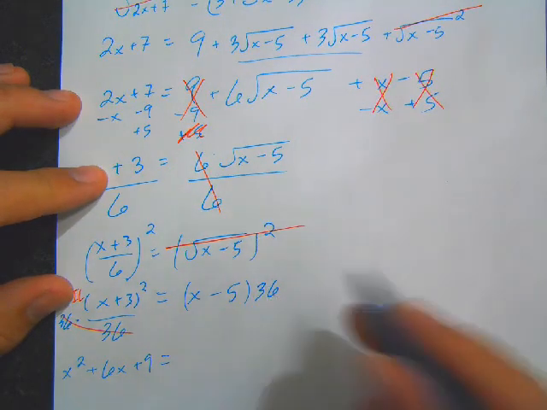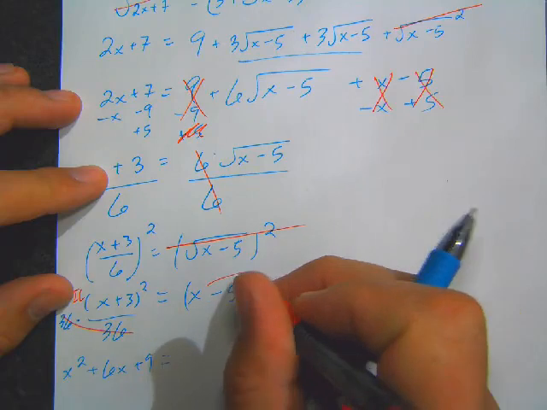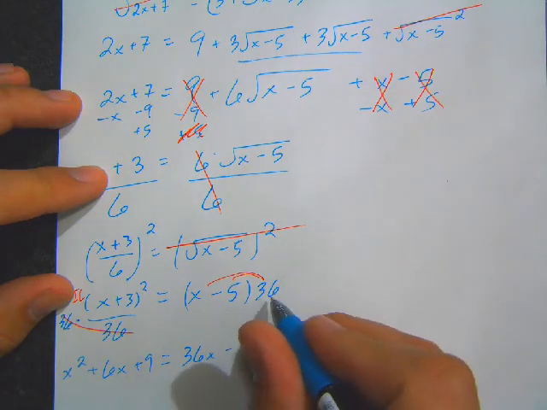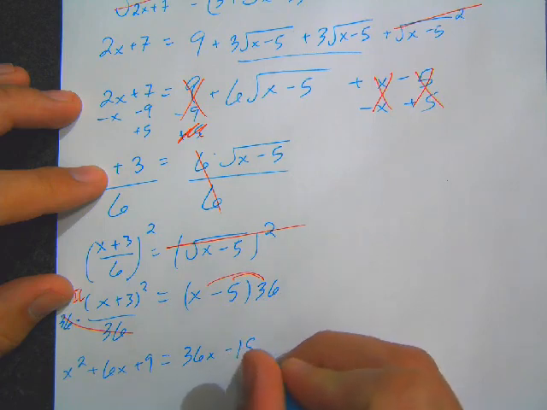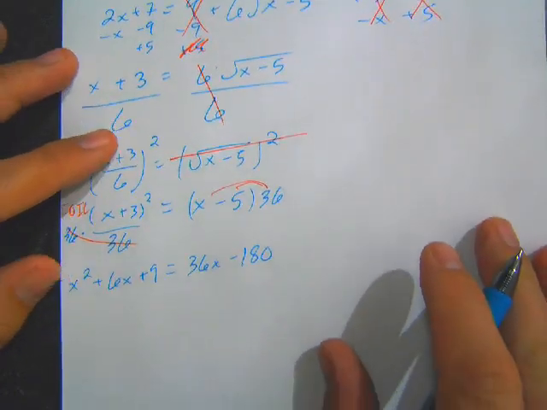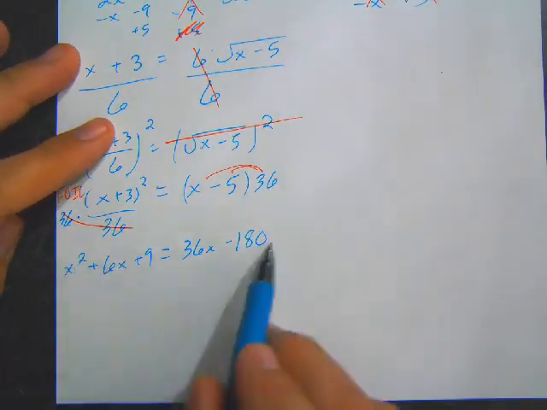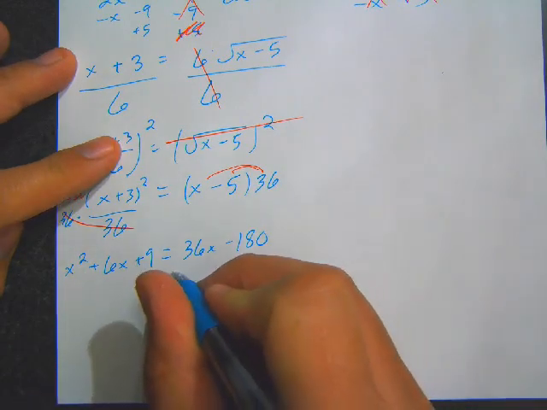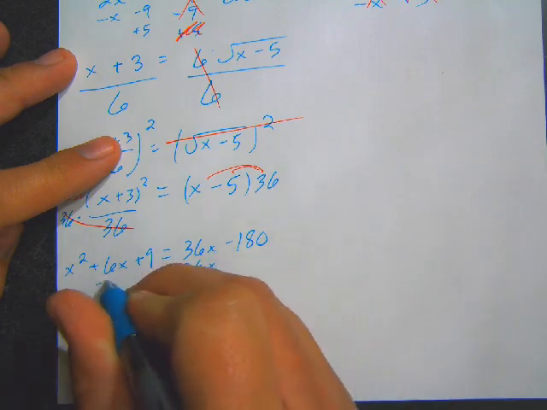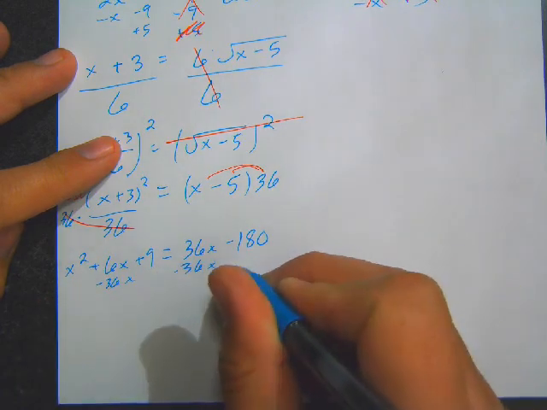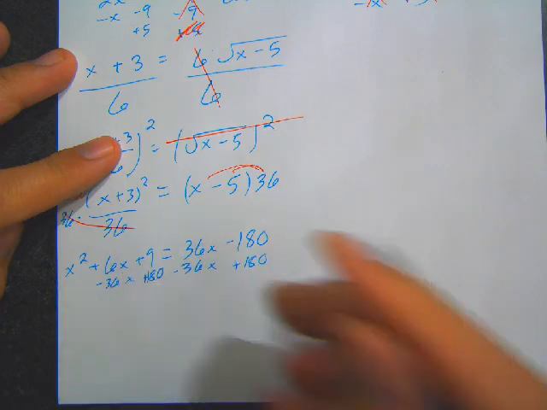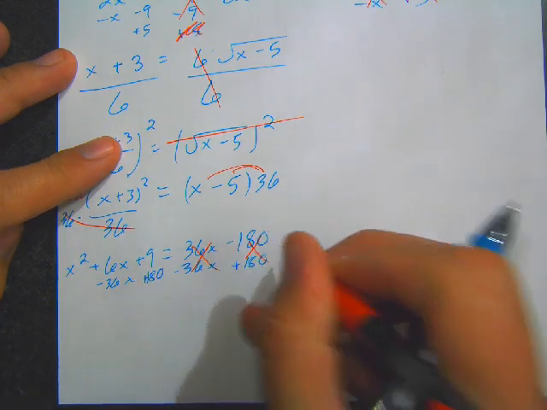Over here, I'm going to distribute 36 to both parts. So we get 36x minus, what is that, 150 plus 30 is 180. We're getting there, we're not there yet. We want to solve this, so we want to get the quadratic all on one side. So I'm going to subtract 36x from both sides. I'm going to add 180 to both sides. So got rid of this, got rid of that.